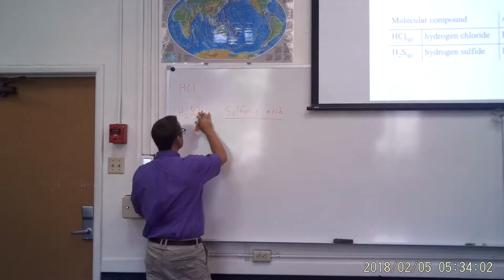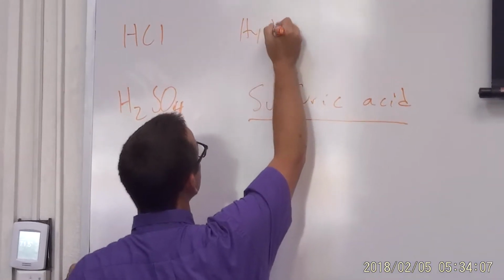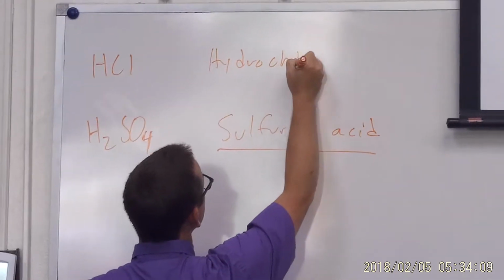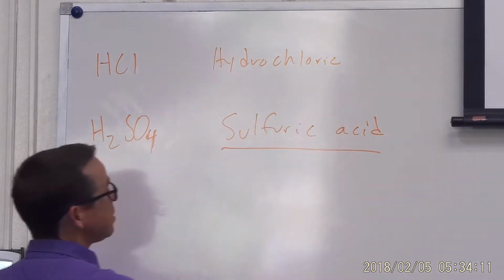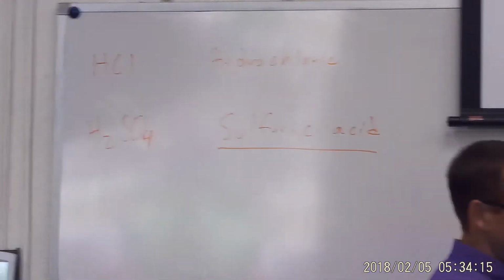We need to memorize this one. We're going to memorize hydrochloric. And we're going to memorize sulfuric acid. Oxyacids are not named after the Hydro-blank-ic method, but they're named for their polyatomic ion.